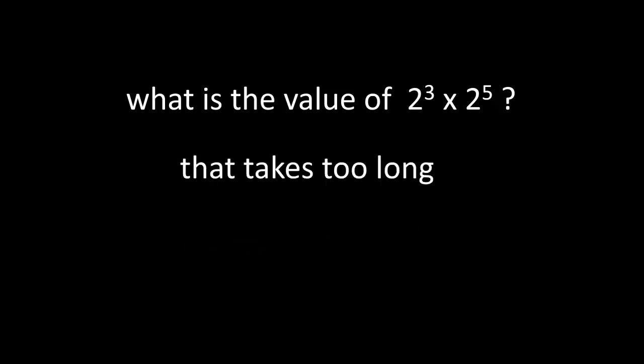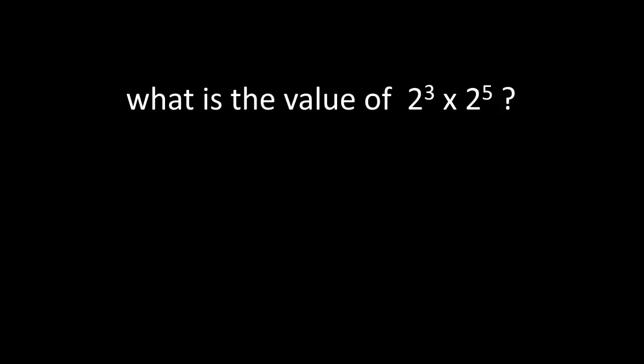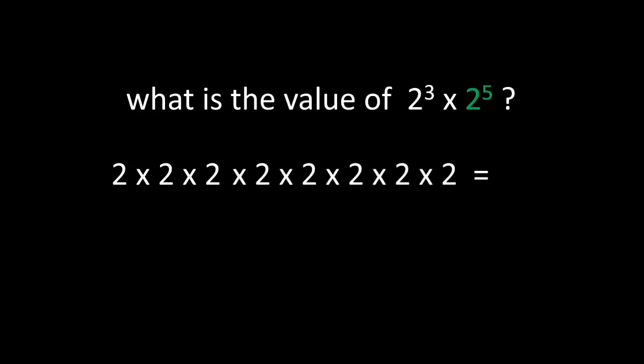The problem is that just takes too long. Let's try a different way. What is the value of 2 to the power 3 times 2 to the power 5? Well, 2 to the power 3, let's write it that way. 2 to the power 5, let's write that bit that way. And then we've got 2 times 2 times 2 times 2 times 2, etc. How many 2's are there? There's loads. 1, 2, 3, 4, 5, 6, 7, 8. So it's 2 to the power of 8. Okay. So 2 to the power 8 is 256.